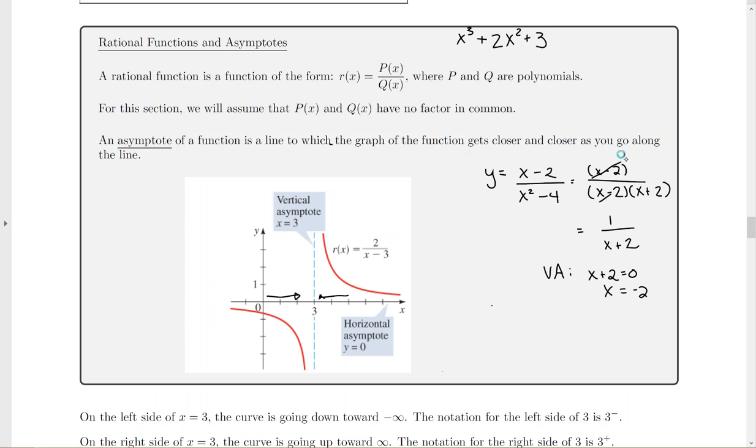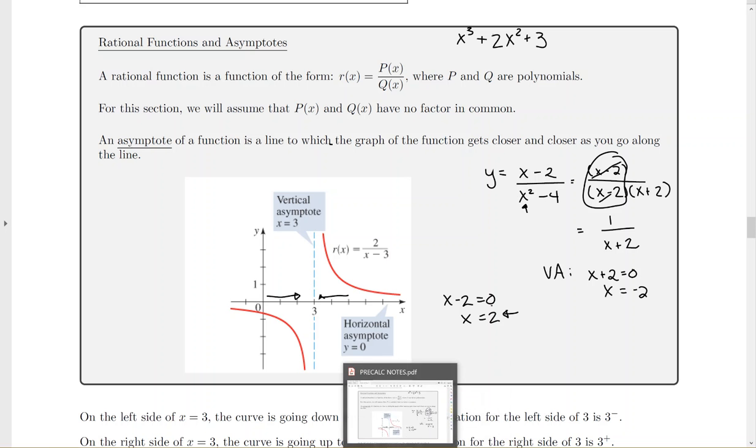But here's the thing, that factor that we canceled out, that's something as well. That x minus 2 equals 0, x equals 2, that's something that we can't use in our function either. I mean, think about it. If I plug in 2 right here for x, 2 squared is 4, 4 minus 4 is 0, we got problems there. So what happens at 2? Well, let me show you real quick here.